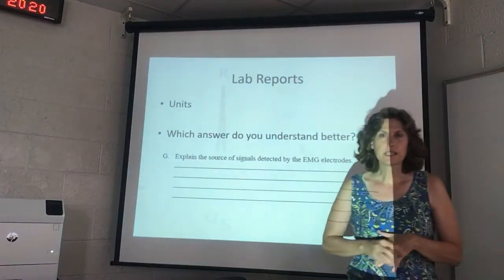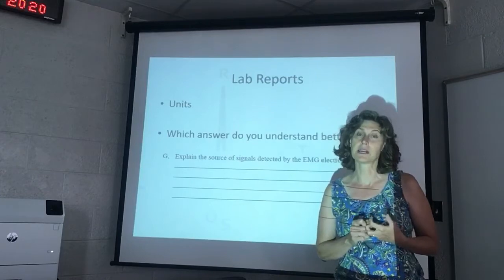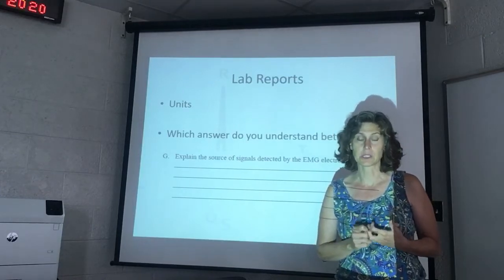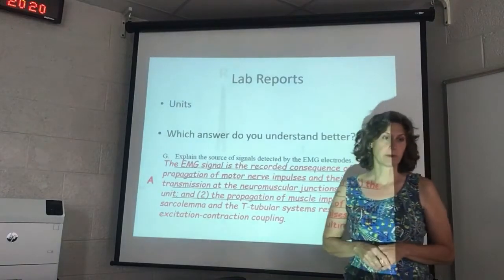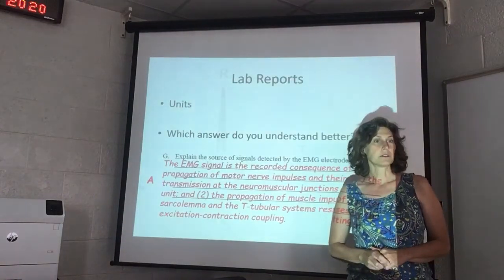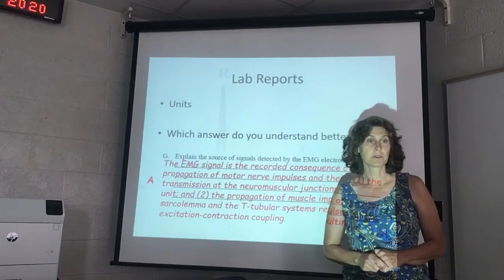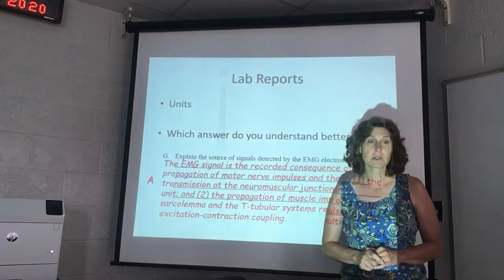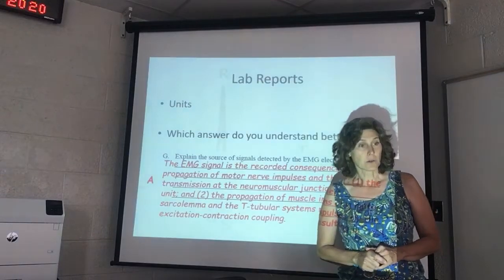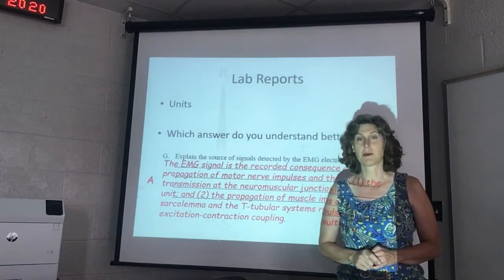So in your first EMG lab report, it's going to say, explain the source of the signals detected by the EMG electrodes. And one of my answers was the following. The EMG signal is the recorded consequence of 1, the propagation of motor nerve impulses in their transmission at the neuromuscular junctions of a motor unit, and 2, the propagation of muscle impulses by the sarcolemma in the T-tubular systems, resulting in excitation-contraction coupling.